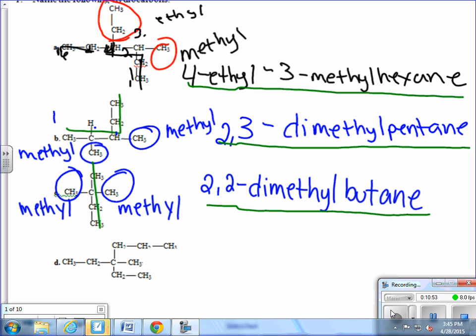Letter D. We have to find the longest continuous chain of carbon. On this one, there are multiple ways that you can get a long chain, and you just choose which one you prefer, but you should get 6 carbon in a row. I'm going to do this way. So that gives me 6 carbon. Then we have a branch here and a branch here.